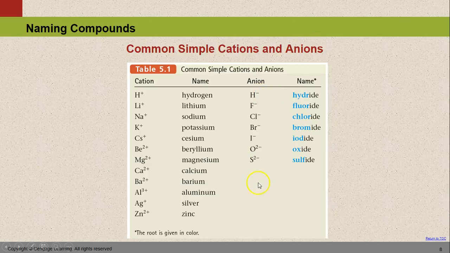Some possible anions that these could be bonded with include hydrogen, fluorine, chlorine, bromine, iodine, oxygen, or sulfur. These become hydride, fluoride, chloride, bromide, iodide, oxide, and sulfide when you add the -ide ending. Feel free to use this table to help you name binary ionic compounds in the practice assignment that you will do this week.